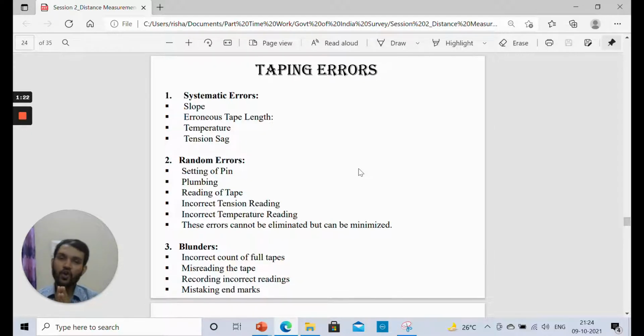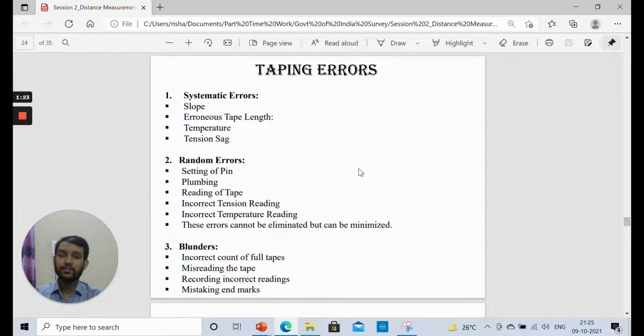These errors always occur in a particular direction. Either they may be positive or they may be negative. Either an additive correction may be required for them or a subtractive one. If the error is additive, if we are getting a higher value, then we will have to apply a subtractive correction to get the correct value. And this is how we can account for these errors.